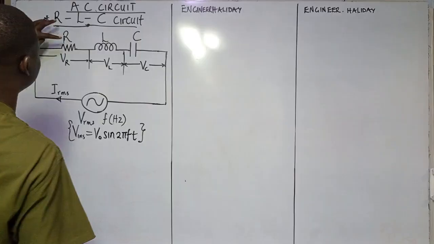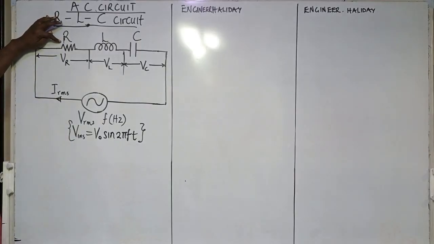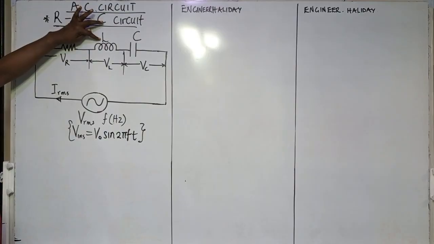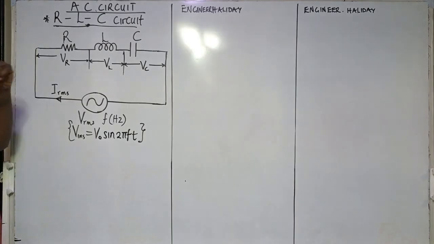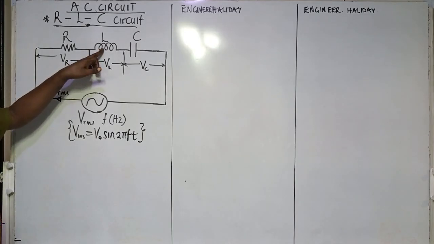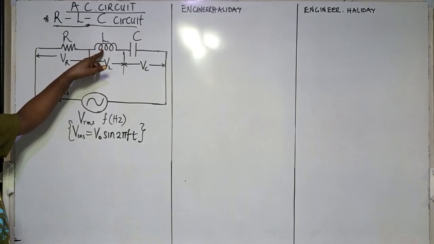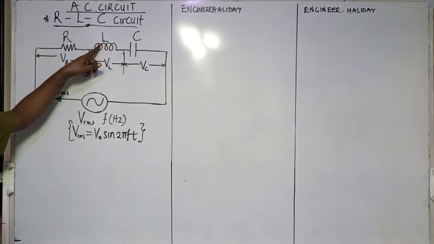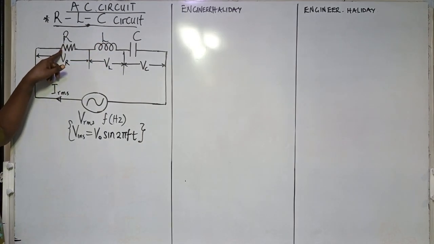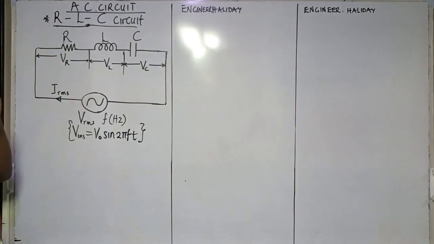Now we know that the resistor, if you don't know, is measured in ohms. The inductor is measured in what? Henry, while the capacitor is measured in what? Farad. Now each of them provides opposition, which we call reactance, across the capacitance and inductance. But the resistor produces a resistance, which we are going to be looking at.